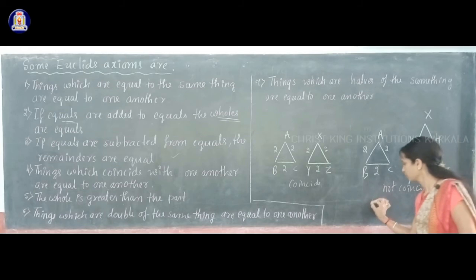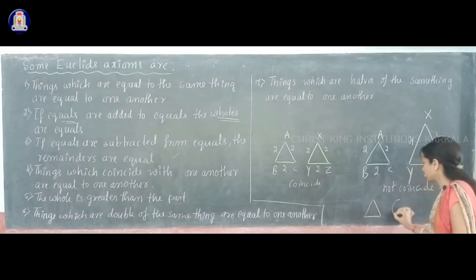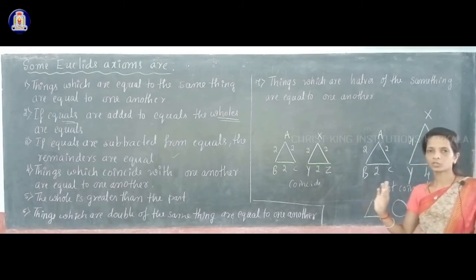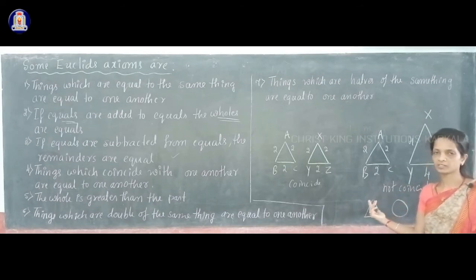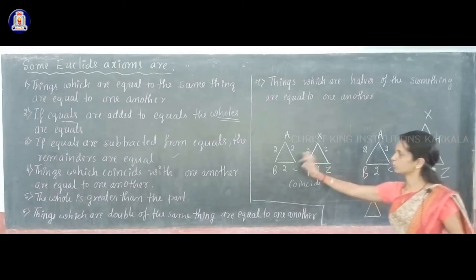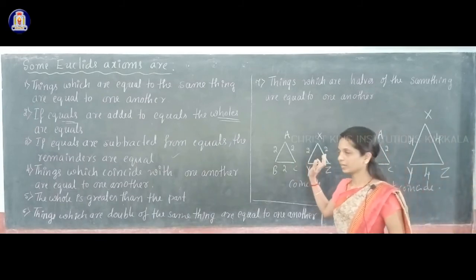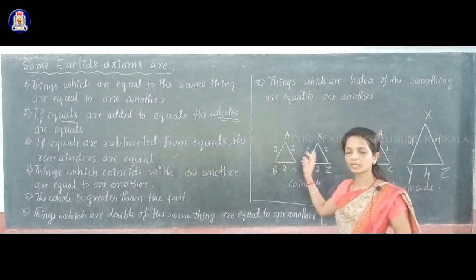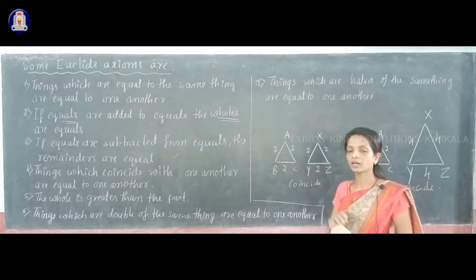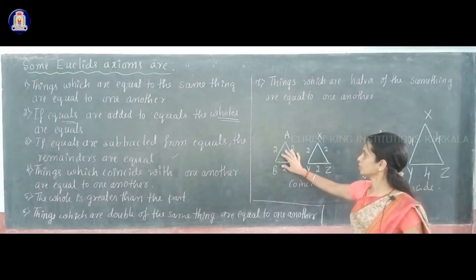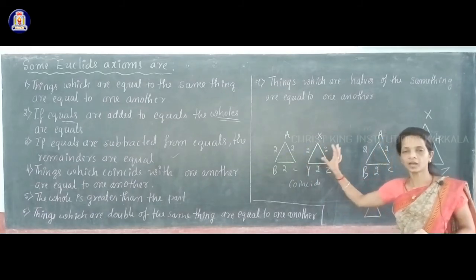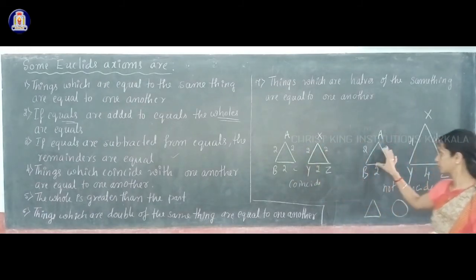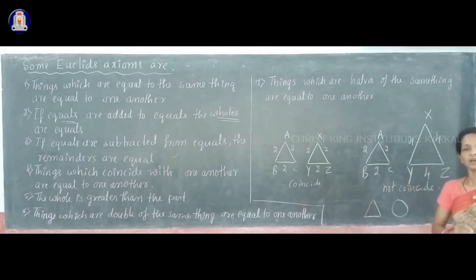And if you take a triangle and a circle, do they coincide with each other? They won't coincide, because they are different in shape and size. If two things coincide with each other, then what can we say about those two things? They are equal to one another. Here these two triangles coincide, so we can say they are equal to one another. But here these two triangles are not coinciding, so they are not equal.